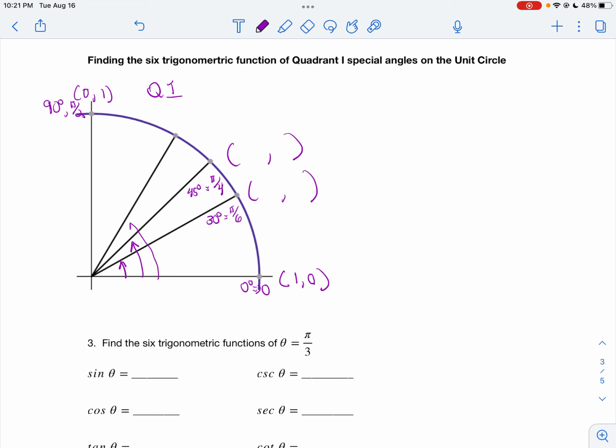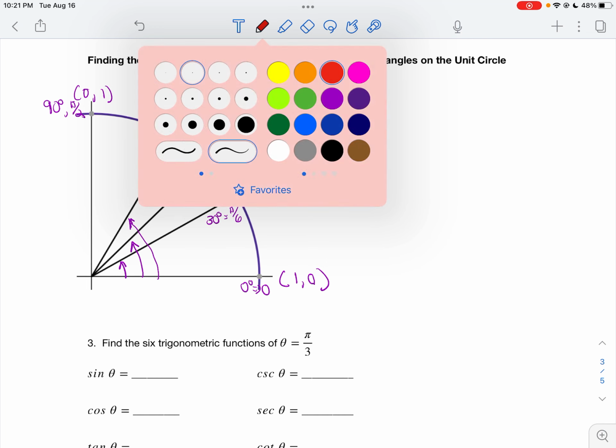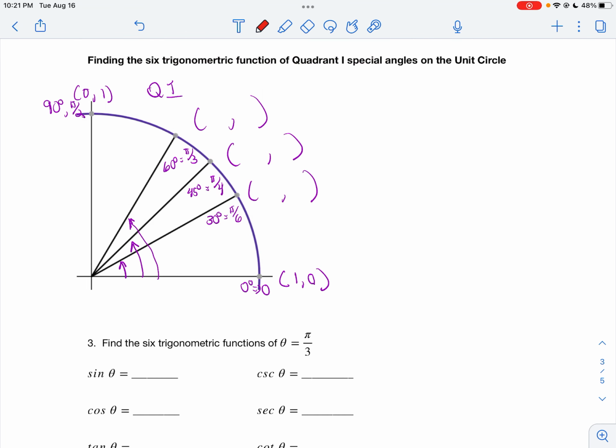And finally, the last special angle in quadrant 1 is 60 degrees or pi over 3. Now, how do we figure out these ordered pairs? Well, you can do your right triangle trig. You can draw a 30, 60, 90 right triangle and use those ratios from right triangles to figure this out. I'm not going to go through that process. You can check it on your own if you want to.